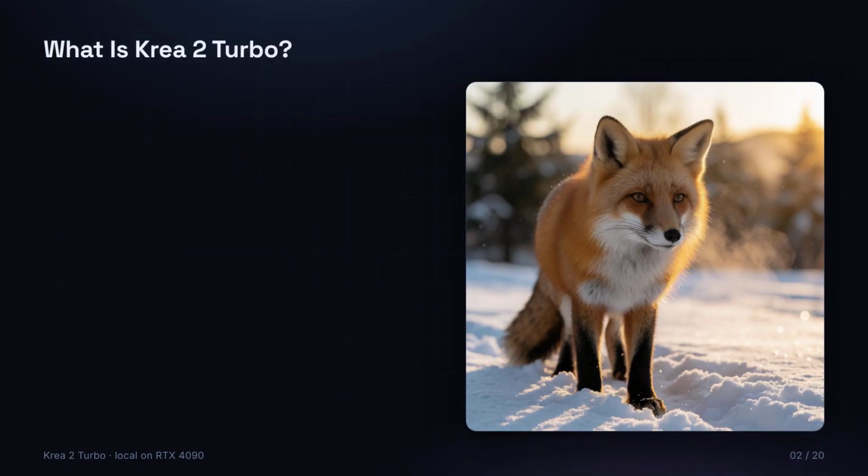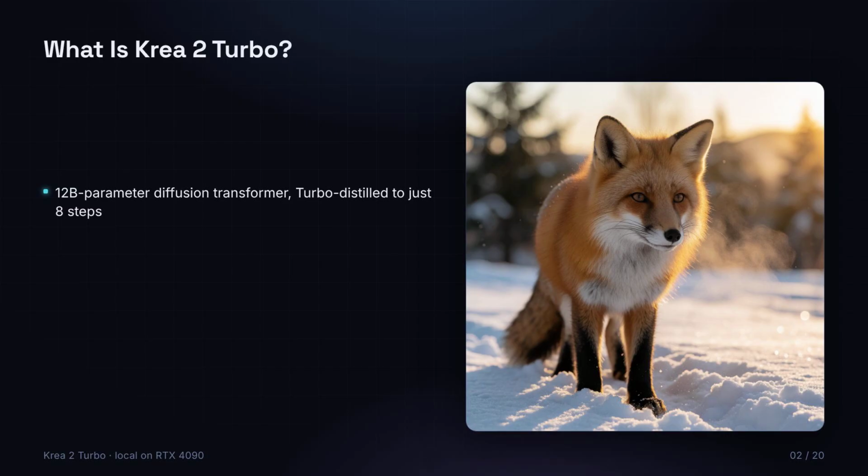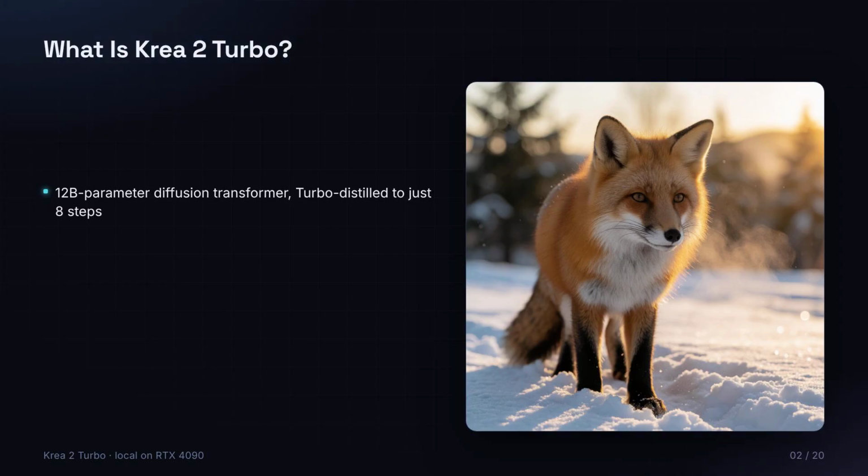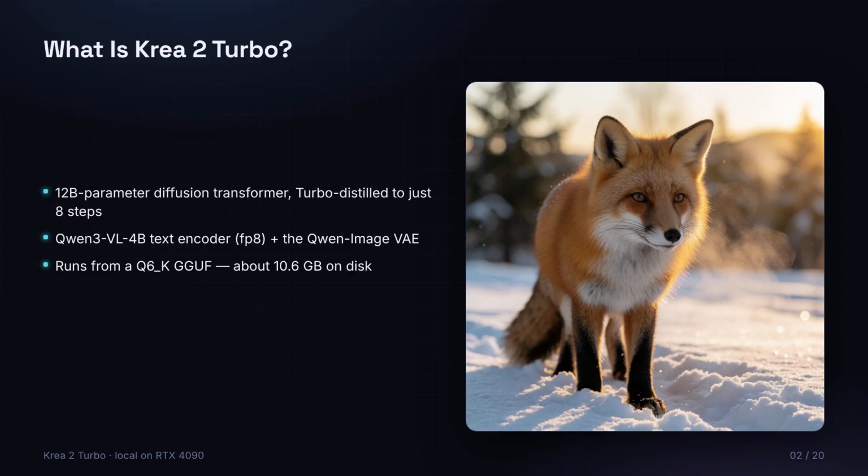Here's the quick anatomy. The heart of the model is a 12 billion parameter diffusion transformer, but the turbo version is distilled, so it only needs 8 sampling steps instead of the usual 30 or more. Text understanding comes from a Qwen 3 vision language encoder, running in 8-bit precision. The whole thing loads from a single quantized file, about 10.6 gigabytes, which is what lets a consumer card handle a model this size. On the 4090, each image takes only 11 to 18 seconds, and community LoRAs snap on top to redirect the style completely.